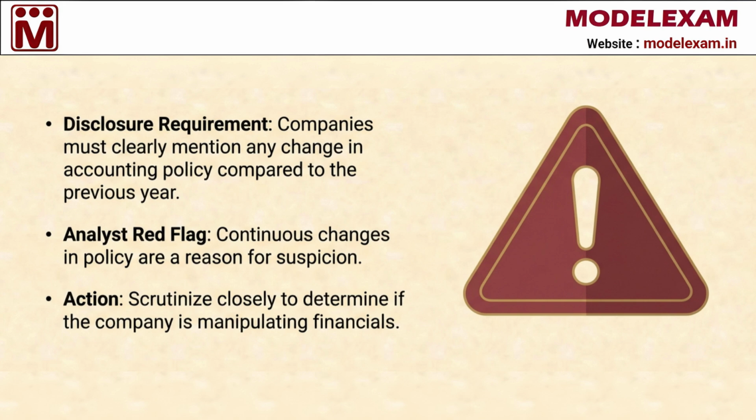Disclosure is key here. Companies are required to clearly mention if they have changed their accounting policy compared to the previous year. This is a major area for you to watch. If a company is continuously changing its accounting policies, it is a significant analyst red flag. Frequent changes often indicate that the management might be trying to manipulate the financials to make them look better than they are. If you see this, you must scrutinize the accounts closely.